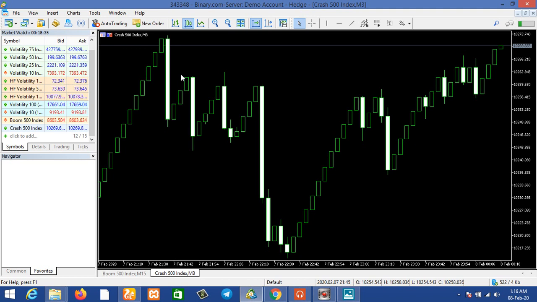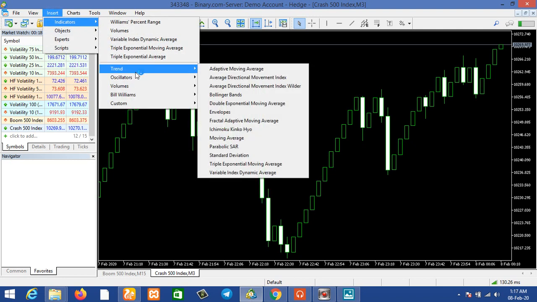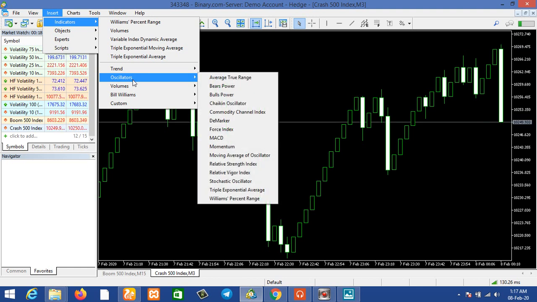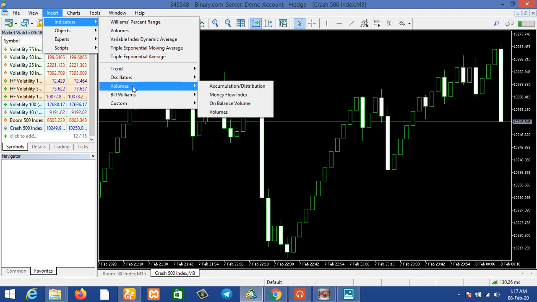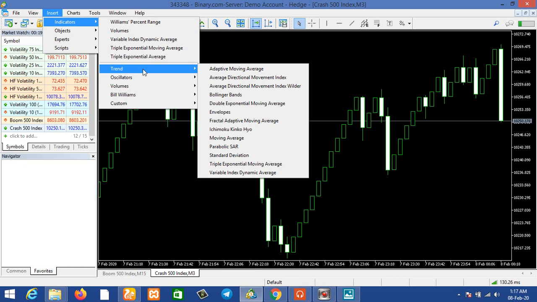So now let's try and set up our indicators and add everything that we'll be needing to the screen so we can get started. The first thing we are going to add is the moving average 9. You just go to Insert, Indicator, so it should be in Trend. Okay, so this is moving average 9, this moving average here.